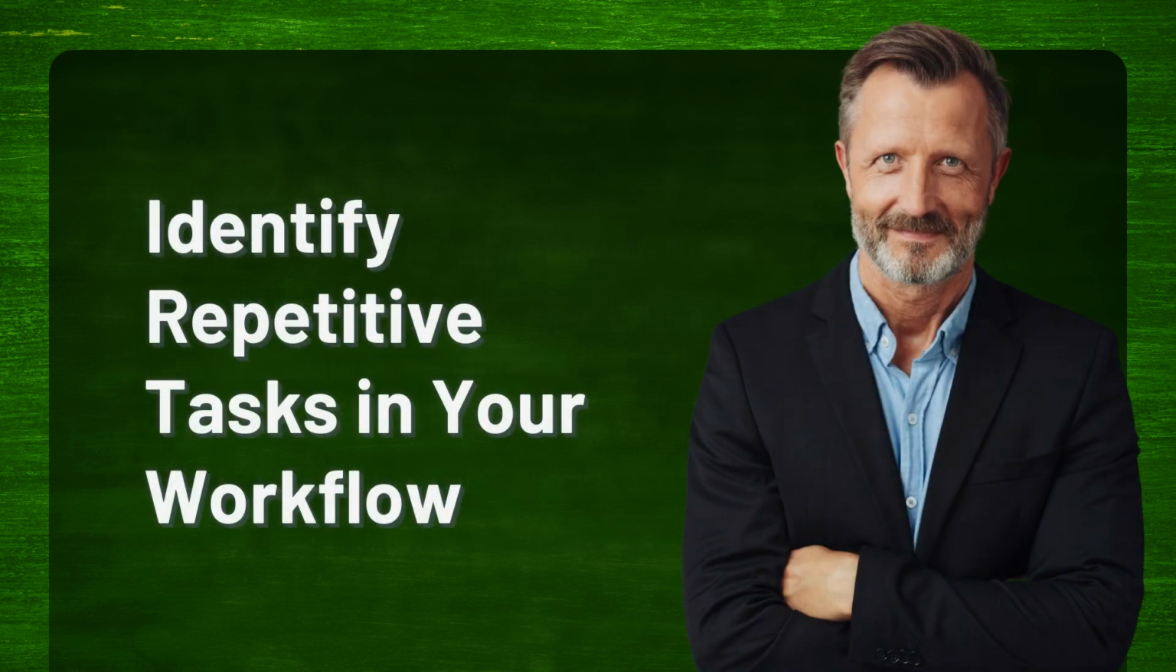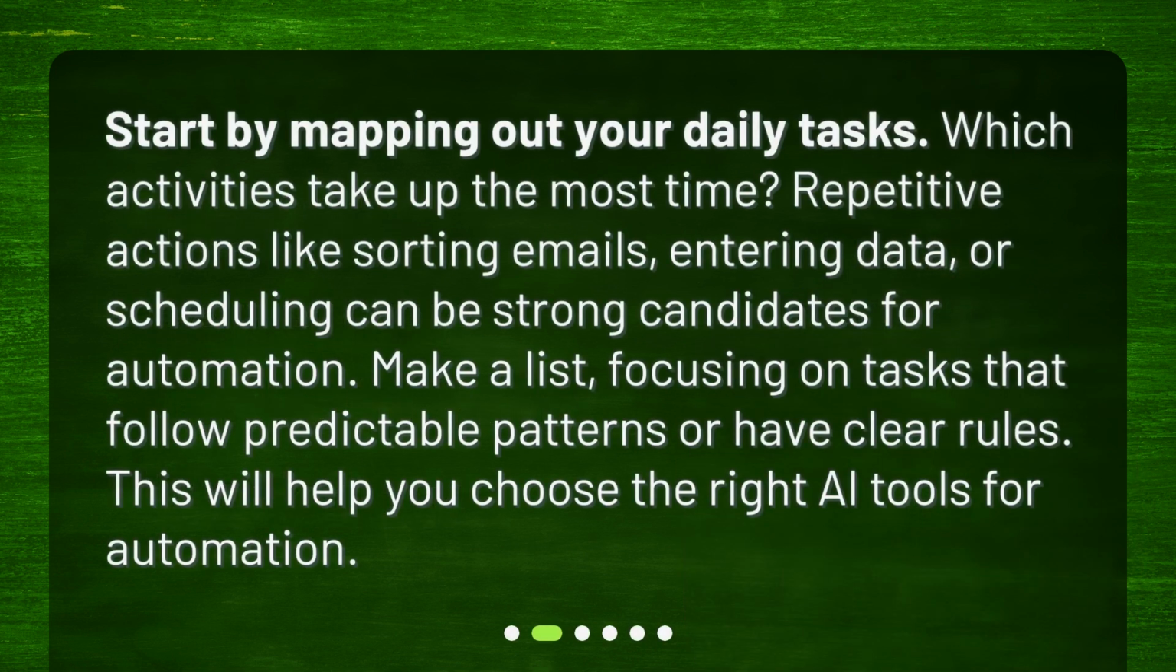Identify repetitive tasks in your workflow. Start by mapping out your daily tasks. Which activities take up the most time? Repetitive actions like sorting emails, entering data, or scheduling can be strong candidates for automation. Make a list, focusing on tasks that follow predictable patterns or have clear rules. This will help you choose the right AI tools for automation.